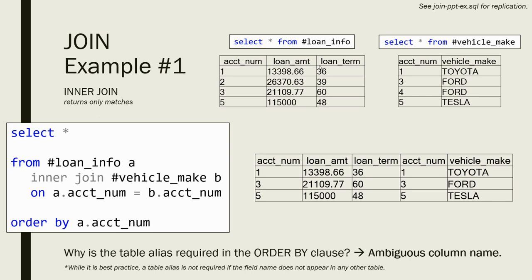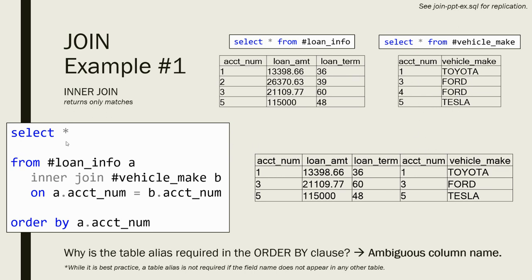So if we're looking at loan amount and loan term in the original table, we'll see that for record 1, we've basically taken these first 3 cells and put them down in the output. Same with the bottom 2 cells, which are your account number 3 and 5. And then if we go over to our vehicle make, our right table, we see that the same thing occurred.